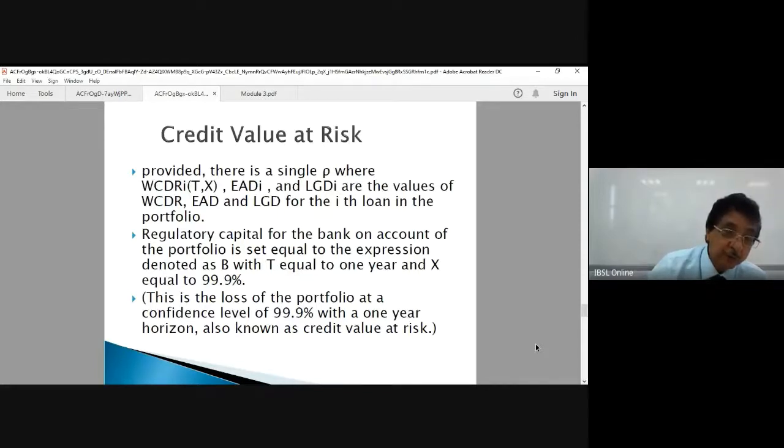Now we will go into the credit value at risk explanation. Provided there is a single row where WCDR_i(T,X), or worst case default rate, EAD_i and LGD_i are the values of WCDR, EAD and LGD for the ith loan in the portfolio.